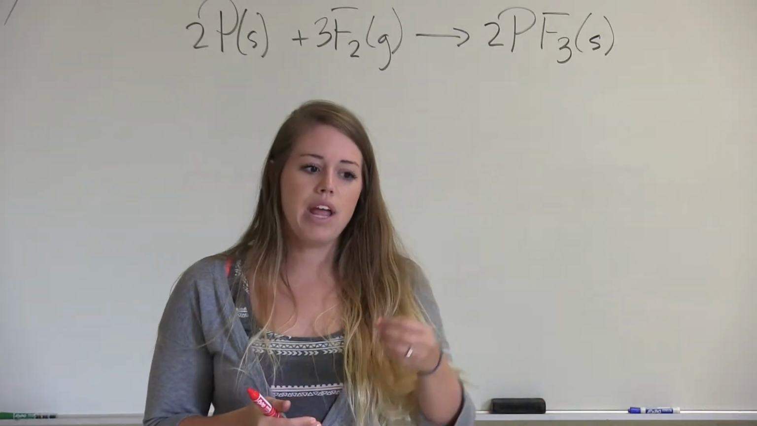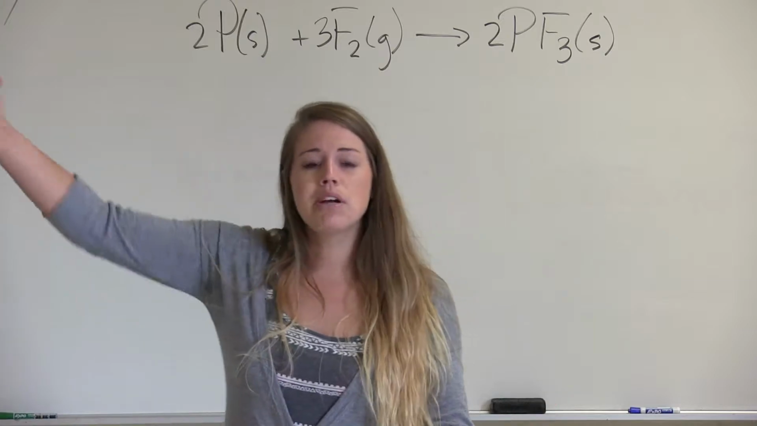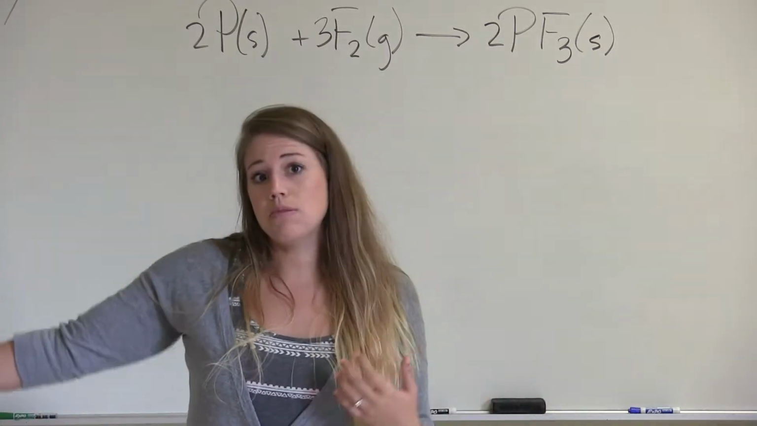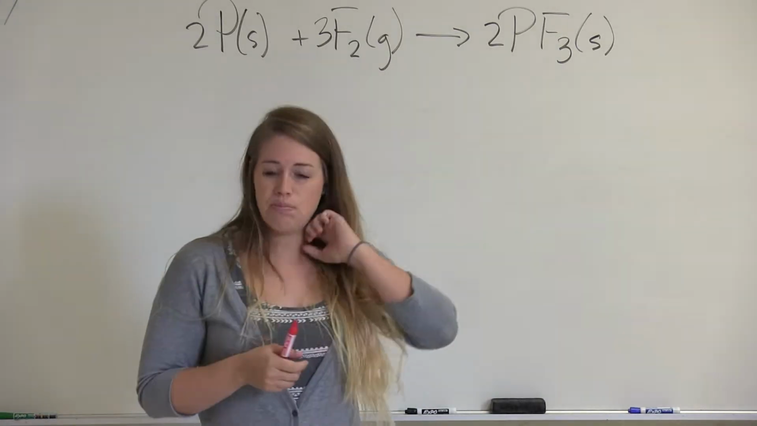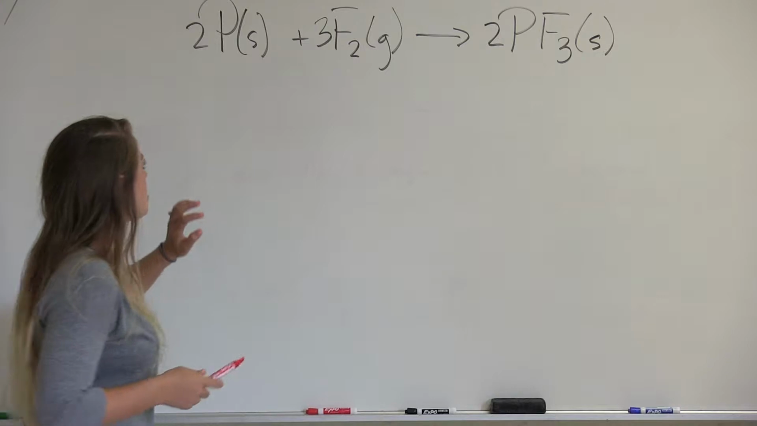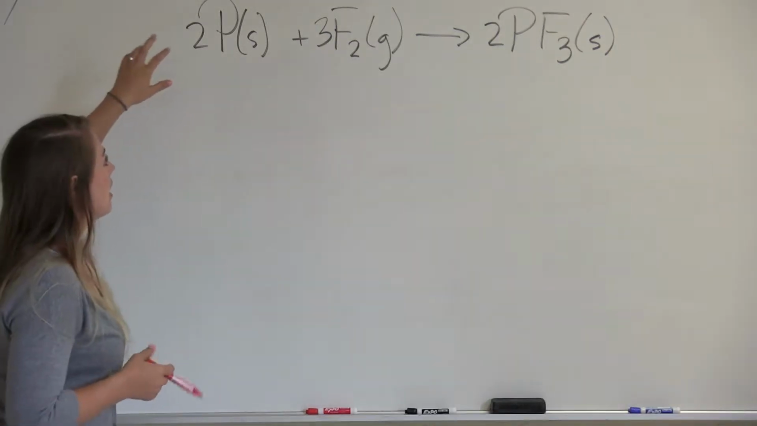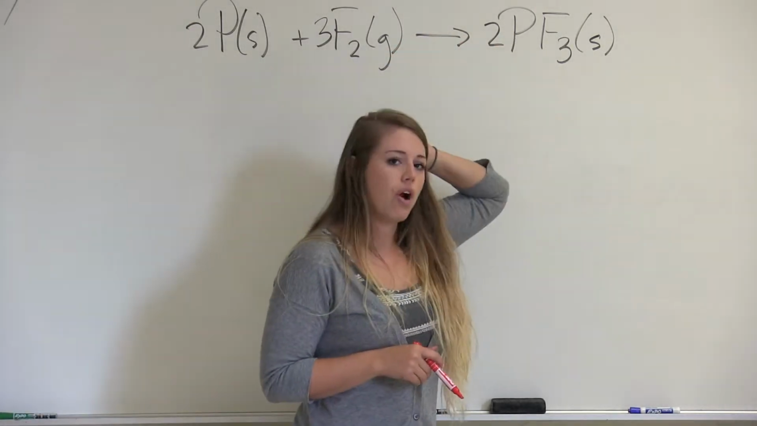You know, we want to know if I have this much of this reactant, how much product am I going to make, and do I need more reactant in order to make a product? So what we're going to do is look at the relationship between reactants and products. On the board here I have a simple synthesis reaction. We're taking phosphorus, reacting it with fluorine to form phosphorus trifluoride.